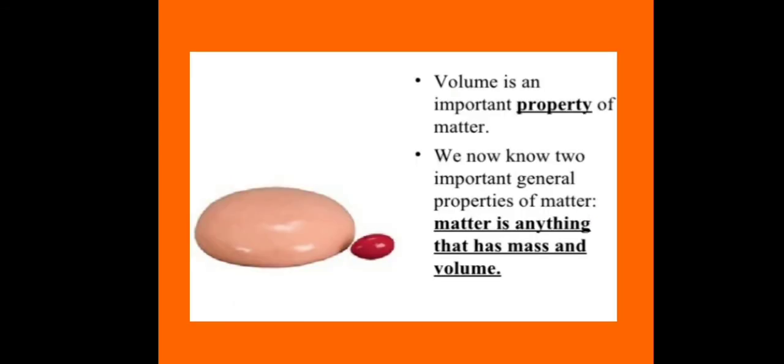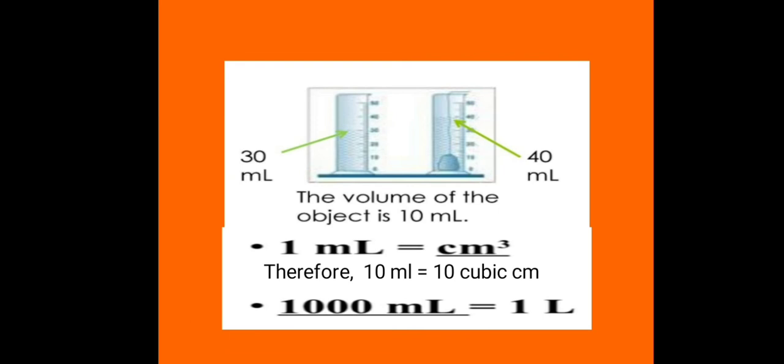Volume is an important property of matter. We now know two important general properties of matter. Matter is anything that has mass and volume. This slide shows how to calculate the volume of an irregular object.